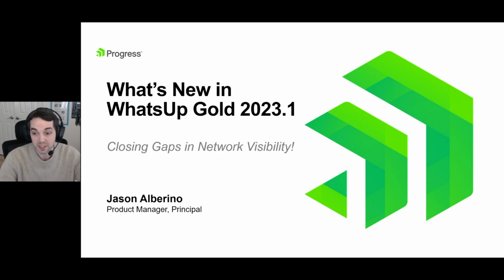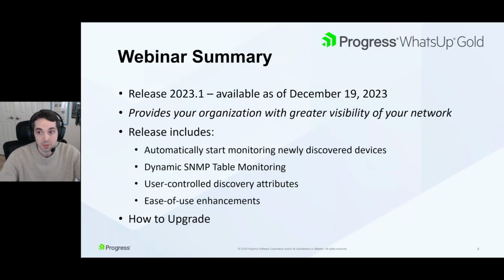So today we're going to talk about what's new with WhatsUp Gold 23.1 and how it's going to help close visibility gaps within your network. All right, so quick summary of the agenda today. 23.1 was made generally available back on December 19, 2023. Welcome to 2024, everyone. Happy New Year. But really, our theme here was providing your organization with greater visibility of your network.